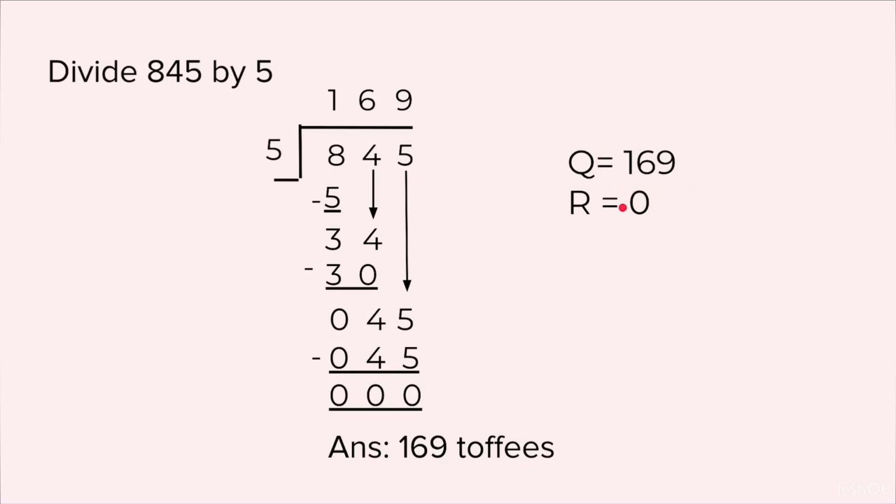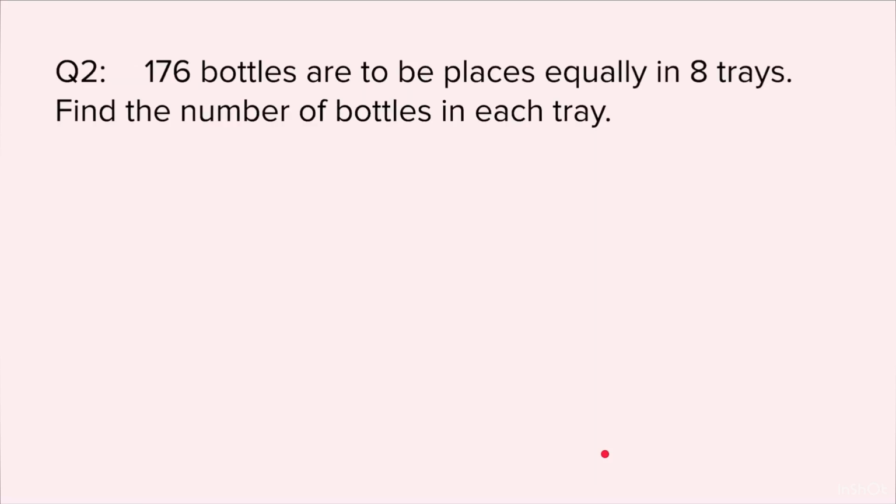So answer 169 toffees. Question 2 was 176 bottles are to be placed equally in 8 trays. Find the number of bottles in each tray. We'll read the question again and one sentence at a time. 176 bottles are to be placed equally in 8 trays.